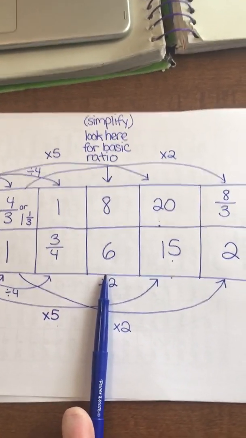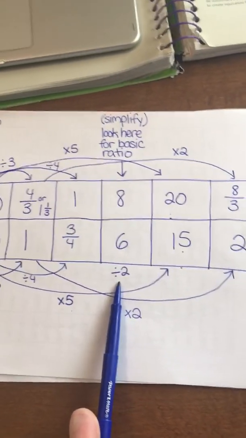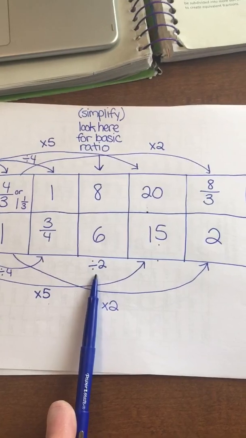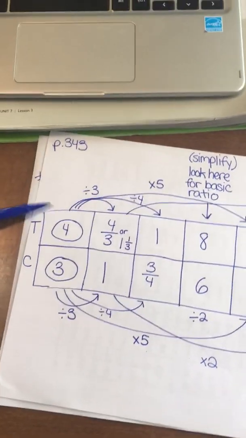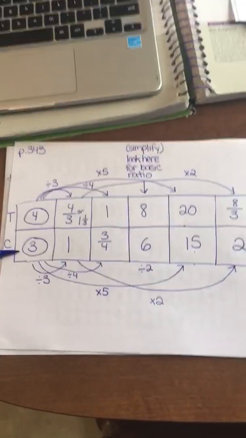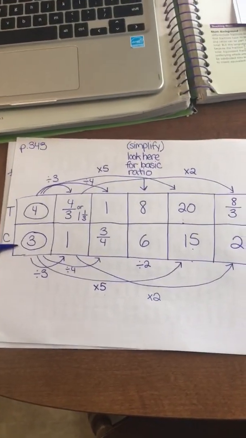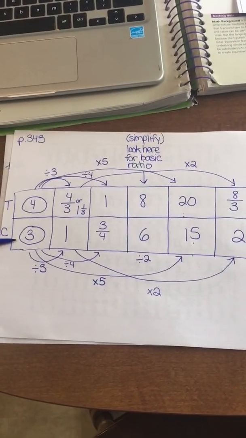What can they both be divided by? And you'll see that I put a little note there that they can both be divided by 2. 8 divided by 2 is 4, and 6 divided by 2 is 3. So our basic ratio for tangerine to cherry is 4 to 3. Having that basic ratio would be a good place for you to continue to go on. And then you can see where there are patterns that you can use to fill out the rest.